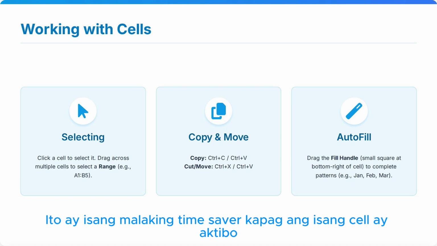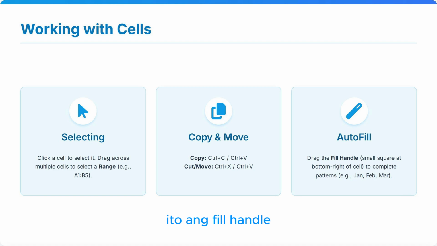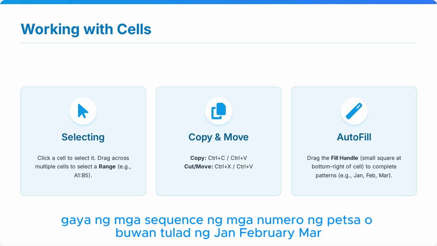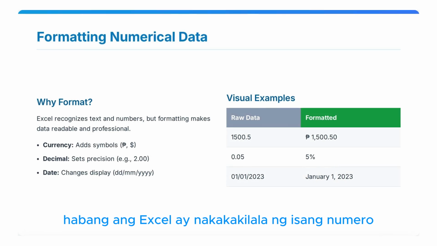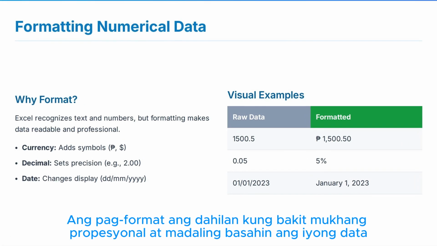Autofill. This is a huge time saver. When a cell is active, notice the small square at the bottom right corner. This is the fill handle. Dragging this handle allows you to quickly complete patterns, such as sequences of numbers, dates, or months like Jan, February, Mar. While Excel can recognize a number, formatting is what makes your data look professional and easy to read.